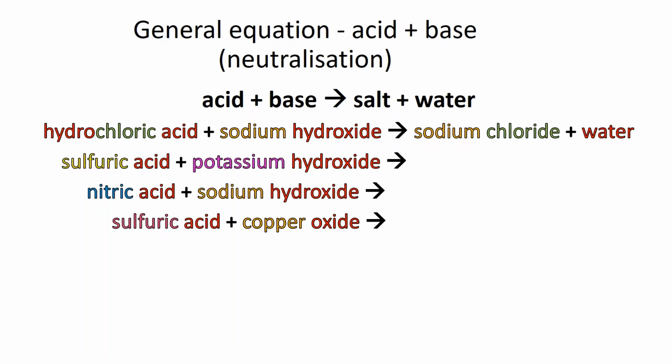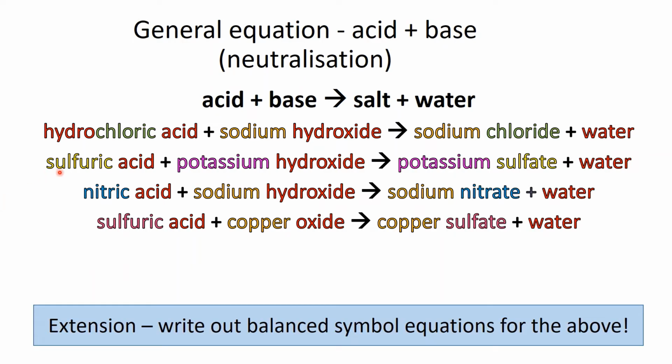Using this as an example, I'd like you to pause the video and complete the following word equations. There's only 3 of them. We'll go through the answer in a moment. So in the case of sulfuric acid reacts with potassium hydroxide to form potassium sulfate and water.